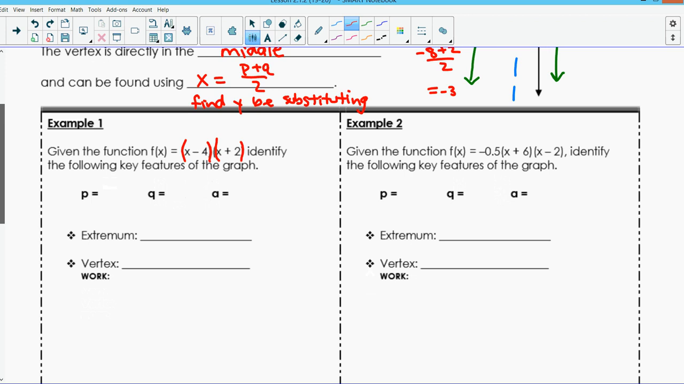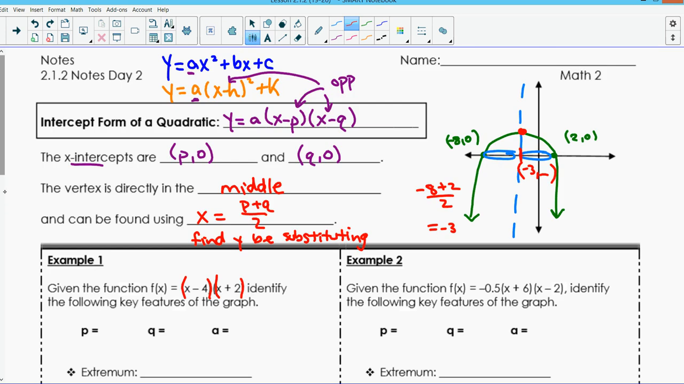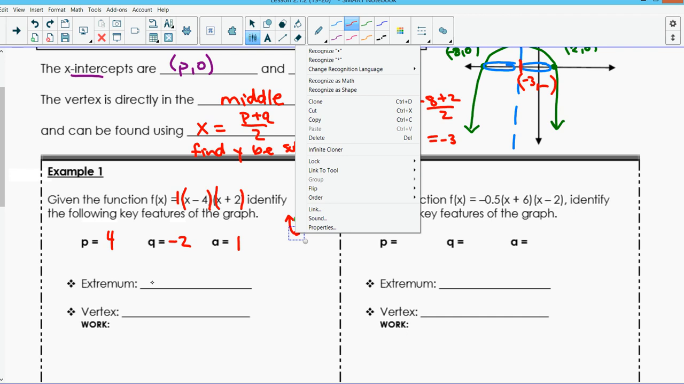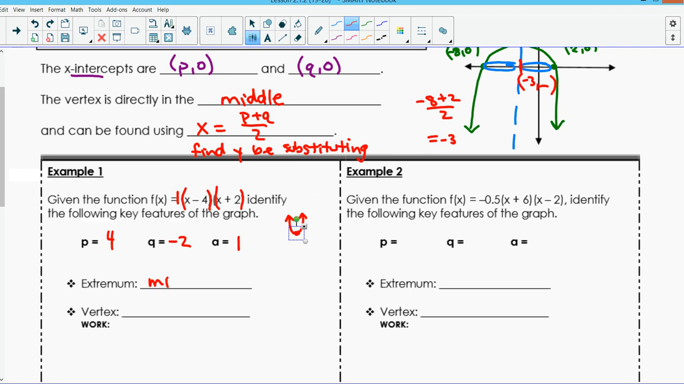My p-value is the opposite of -4, which is 4, and the opposite of +2, which is -2. Notice again that they're both in the parentheses, so just like yesterday, opposite values. My a value, there's nothing out there, so it's a +1. Since it's positive, my function will open up. Since it opens up, that means that this has a minimum. So I'm going to say min at, and then I don't know what it is, so I'm going to go find it.